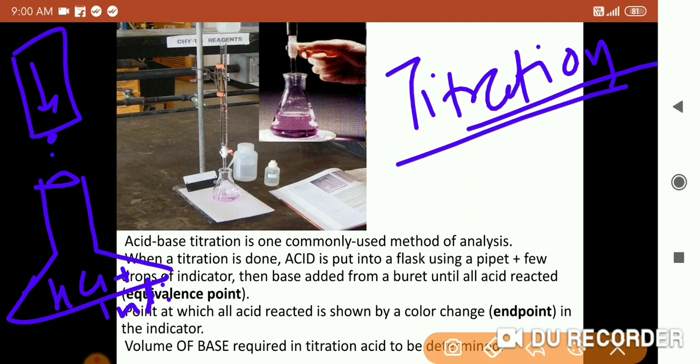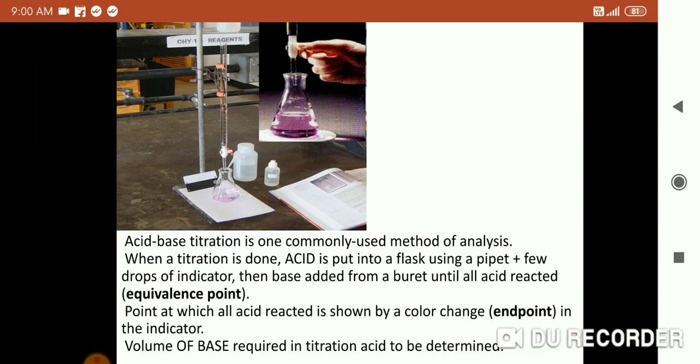And then in that base is added, and then we add the base from upside, and when we reach the equivalent point, the color of the solution changes, because any indicator solution changes the color at the particular point. Then the neutralization reaction takes place, and after that when addition takes place the pH of the solution changes, and that's why the color change takes place.